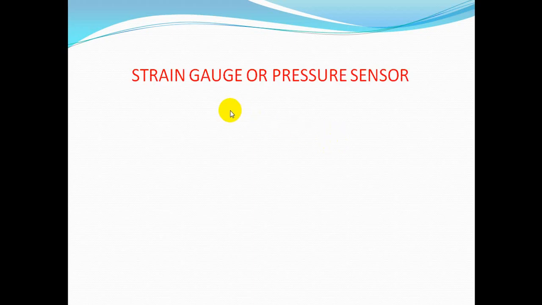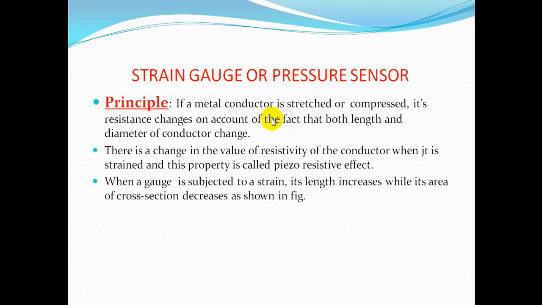So our first sensor is the strain gauge sensor, or pressure sensor. What is the principle of the strain gauge or pressure sensor? A gauge is nothing but a wire. When we apply pressure on the gauge, it causes strain.